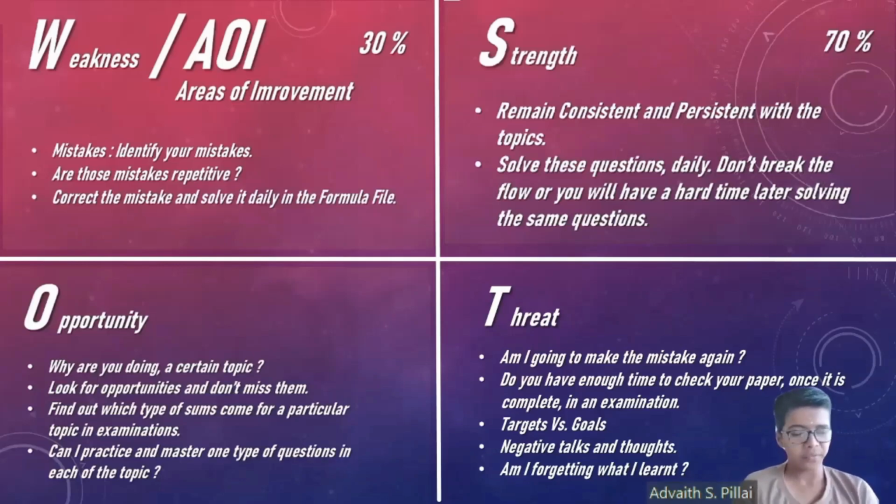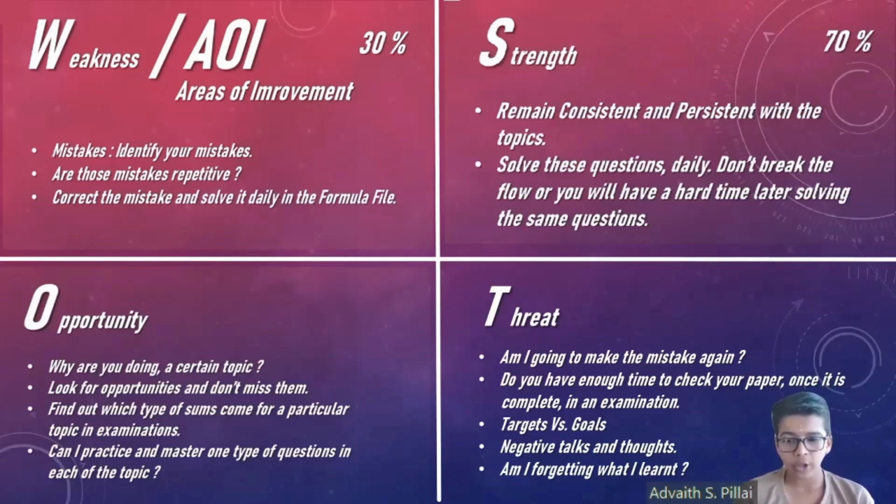Weakness, we won't call it weakness, we'll call it AOI, which stands for areas of improvement. Okay guys, areas of improvement are your mistakes. You have to identify your mistakes in examinations, etc. And you have to check if those mistakes are repetitive. If those mistakes are repetitive, you have to write them down in the formula file and practice them daily. Correct the mistake and solve it daily in the formula file.